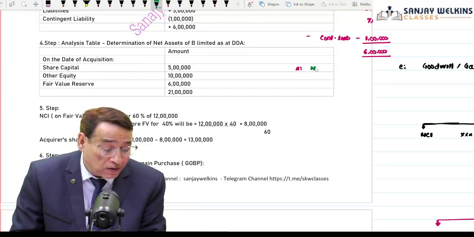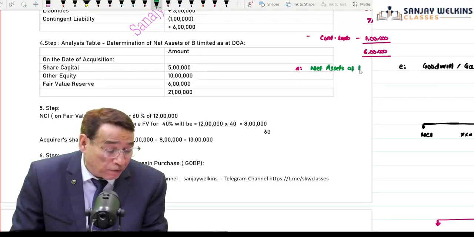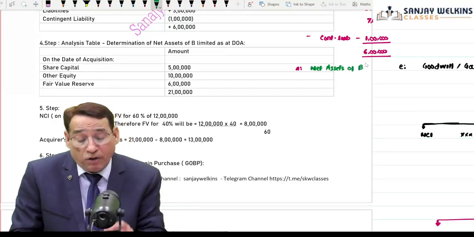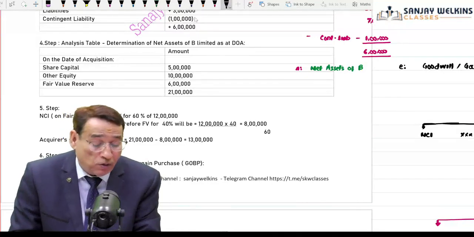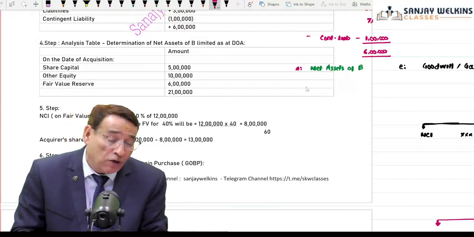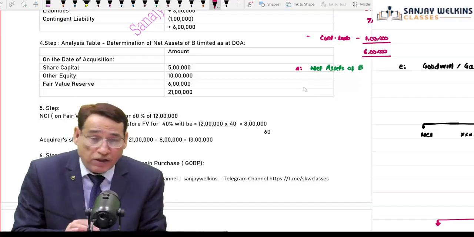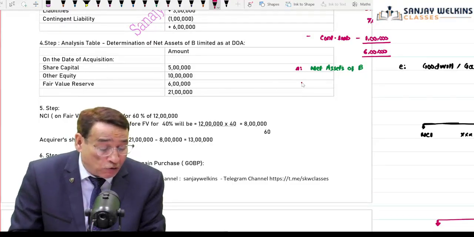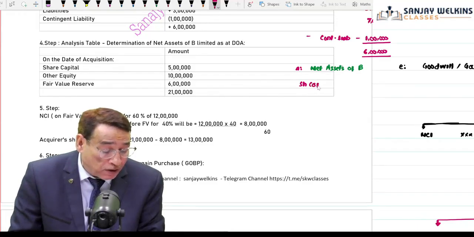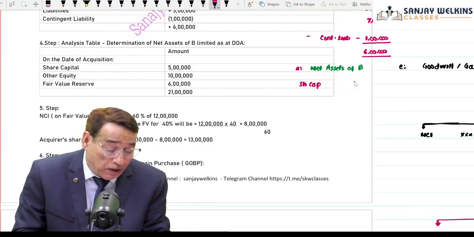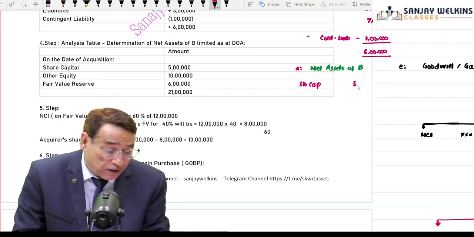Now, in order to compute the net assets of the acquiring company, net assets of B Limited, B Limited is the name of the acquiring entity. I have already told you that we are not going to adopt the assets minus liability approach. We will take the equity approach. As per the equity approach, I will take into account the share capital. Share capital of B Limited is equal to 5 lakh.